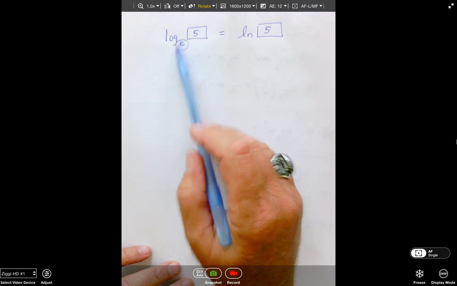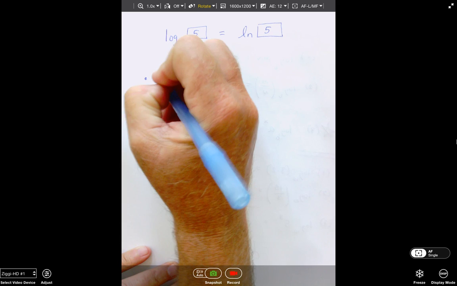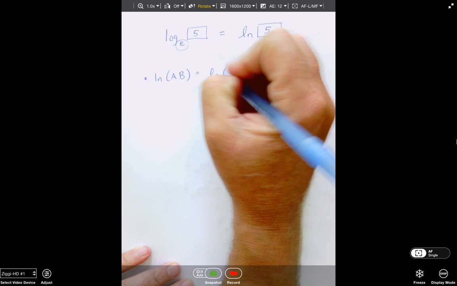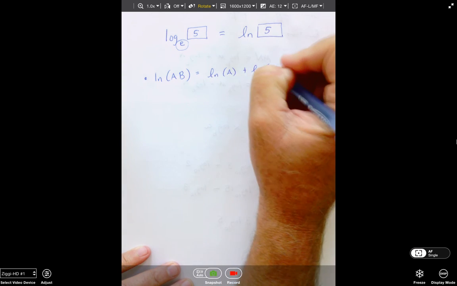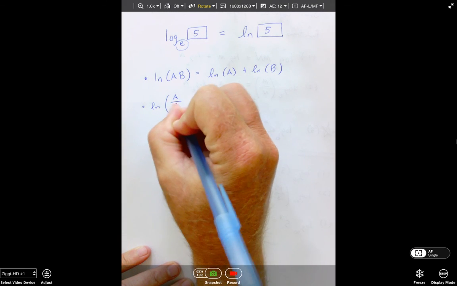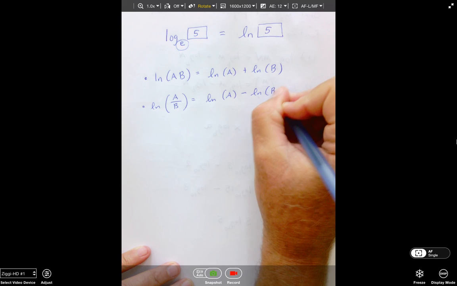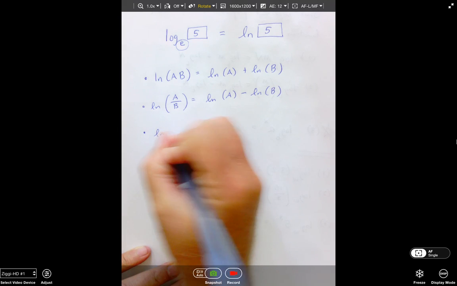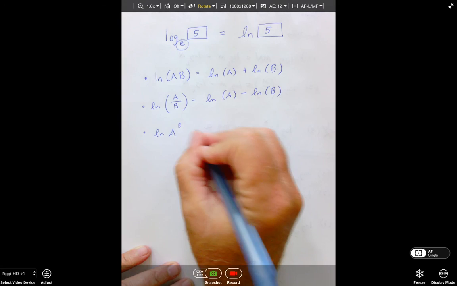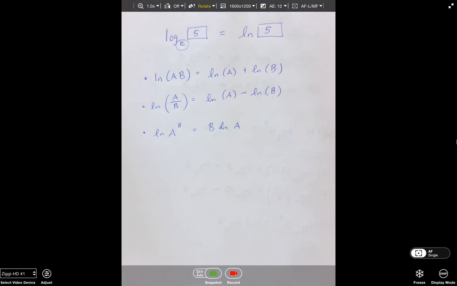So if I have base e, we use the natural log key. But the properties hold the same. If I have the natural log of AB, then this is the natural log of A plus the natural log of B. If I have the natural log of A divided by B, then this is the natural log of A minus the natural log of B. And if I have the natural log of, let's say, A raised to the B power, then this can be rewritten by bringing the B out front and taking it times the natural log of A.